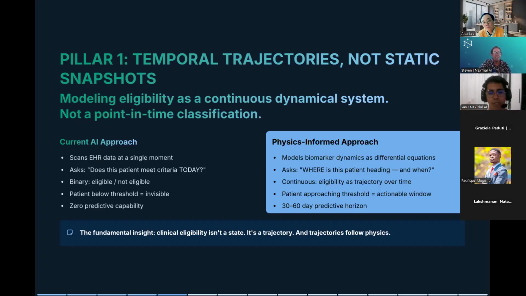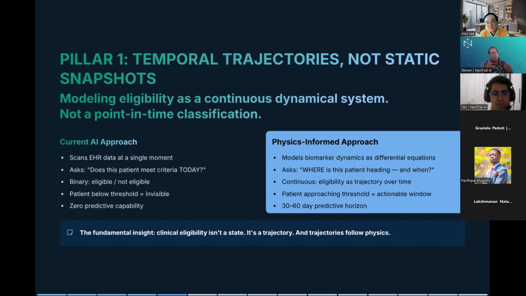So when we have this, we don't have zero predictive capability, we have a 30 to 60-day prediction horizon. Now we can understand the entire trajectory of the patient inside of the research, the protocol itself, and this can guarantee that this is more robust than just analyzing a single point. And the problem is that patients are dynamic systems.